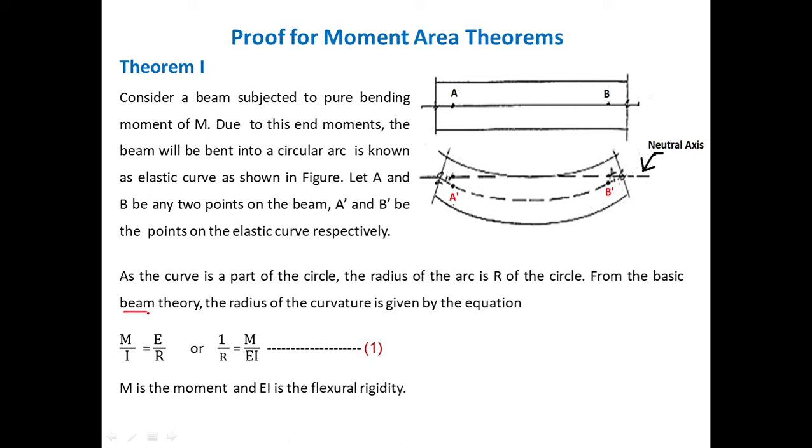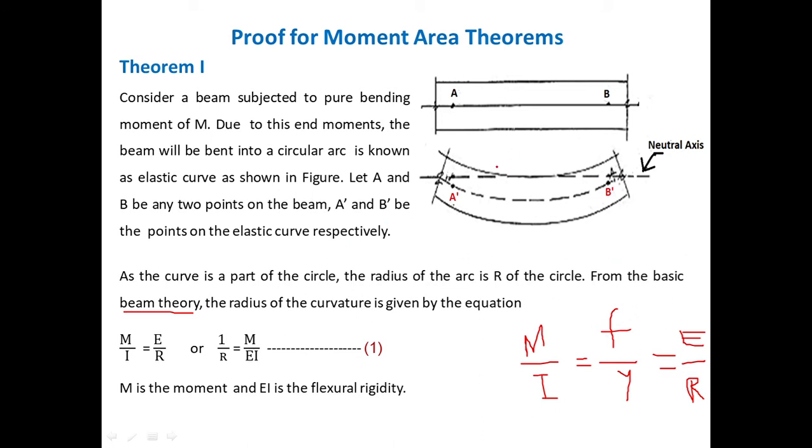The beam theory, that is bending theory. What is that? M by I is equal to F by Y is equal to E by R. This is the bending equation, F by Y is equal to E by R. This is the general bending equation. We already discussed this one in the earlier videos, right? If you watch that one, you can understand very easily.